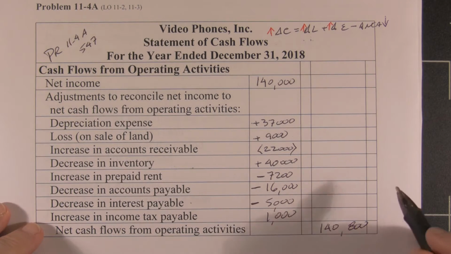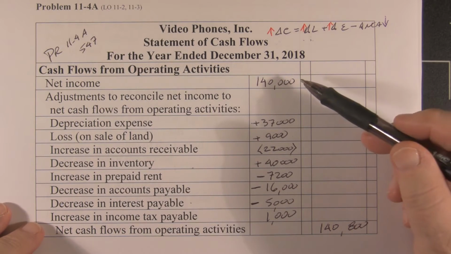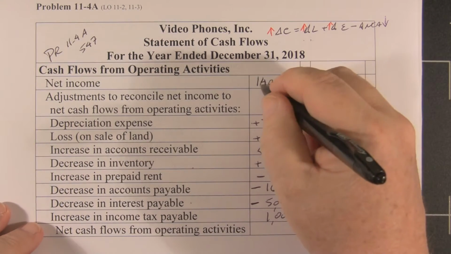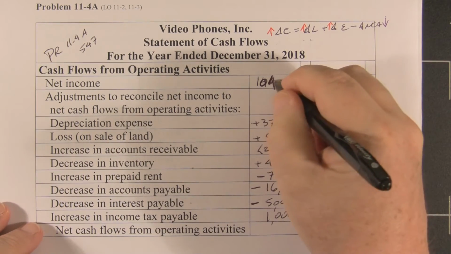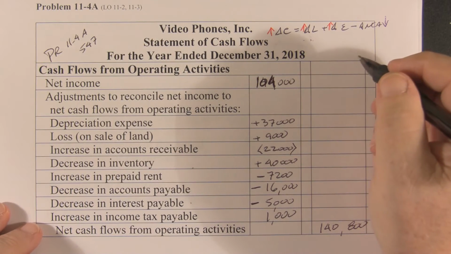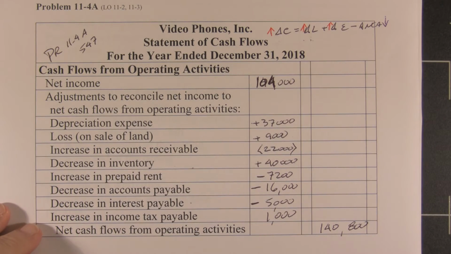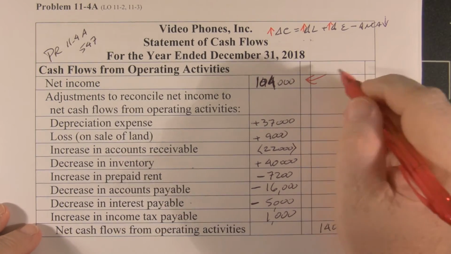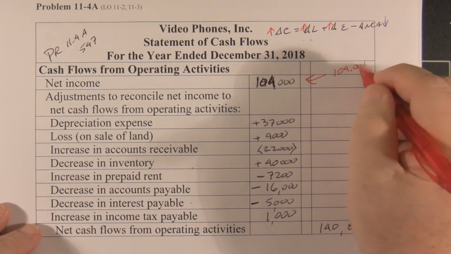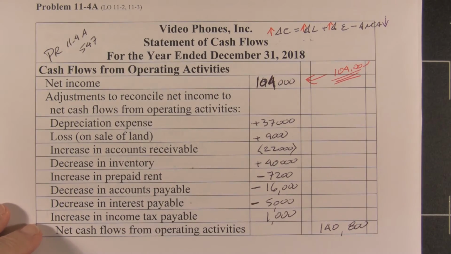$140,800. So our net income was 104. I'm sorry, I wrote down 140. It's 104. Our net income is 104,000. Please excuse me, I'm a moron. Net income was 104,000, but after we made all our adjustments, our total yield was 140,800 in cash.